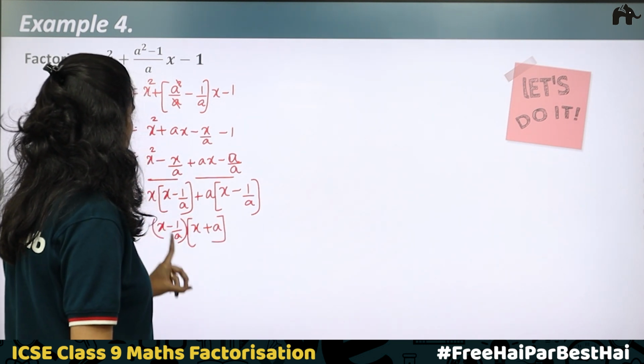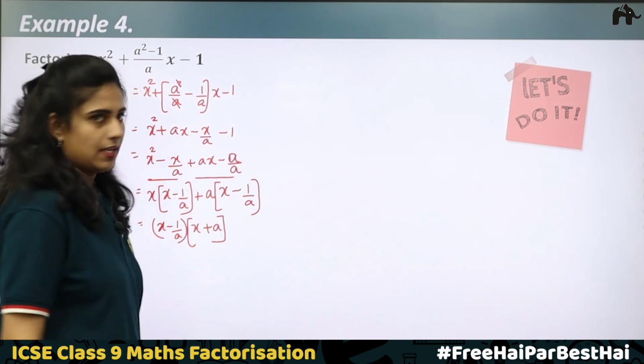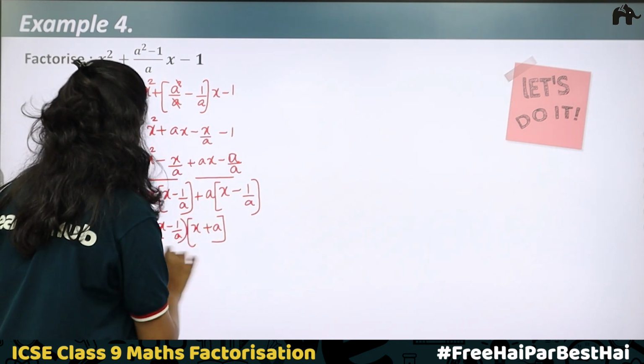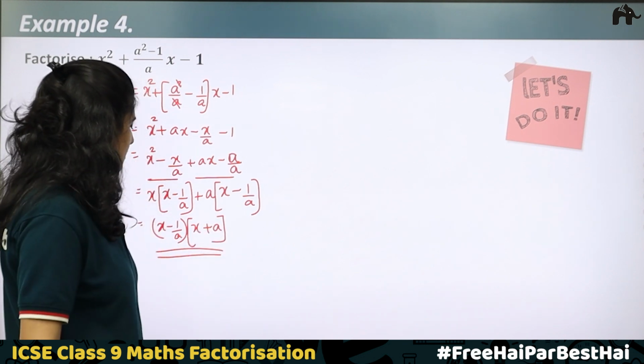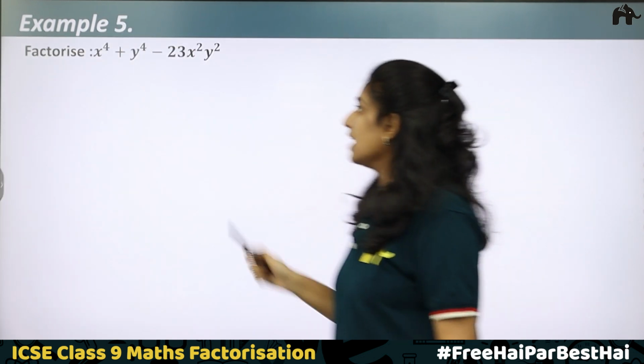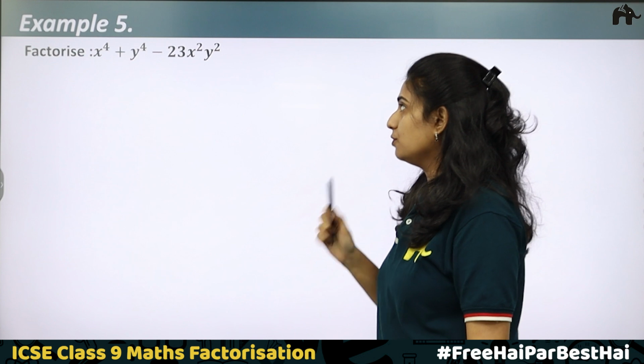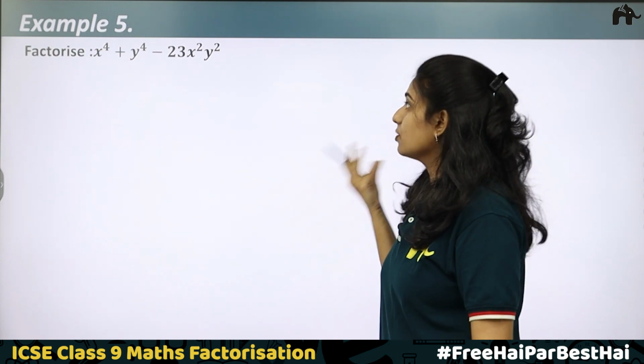X minus 1 by a into x plus a. Clear? So, these are the factors. Fifth example, factorize x raised to 4 plus y raised to 4 minus 23 x square y square.